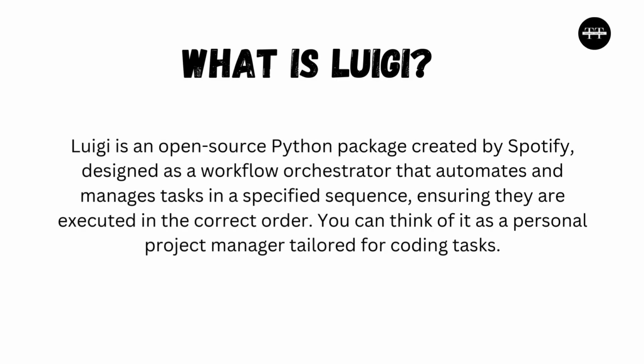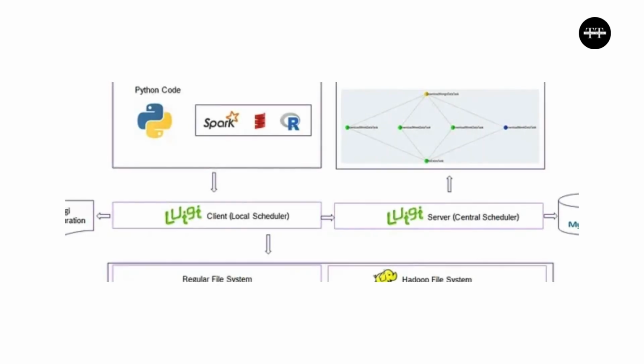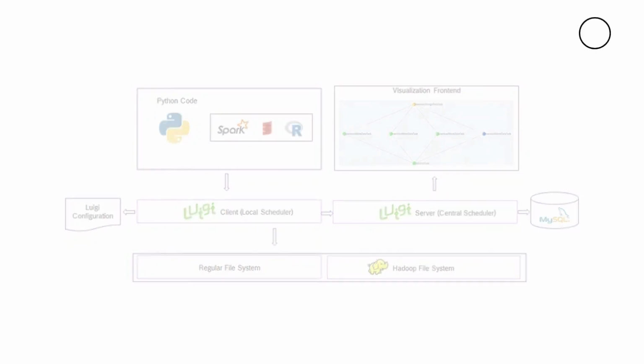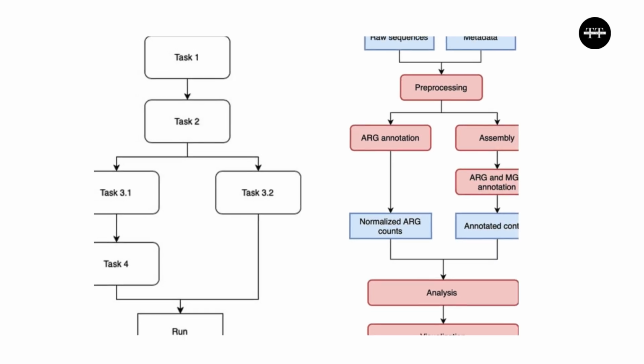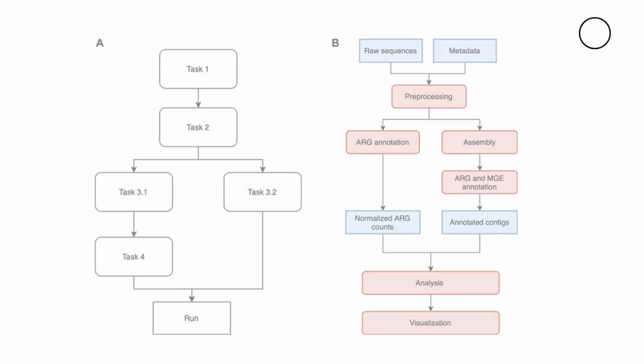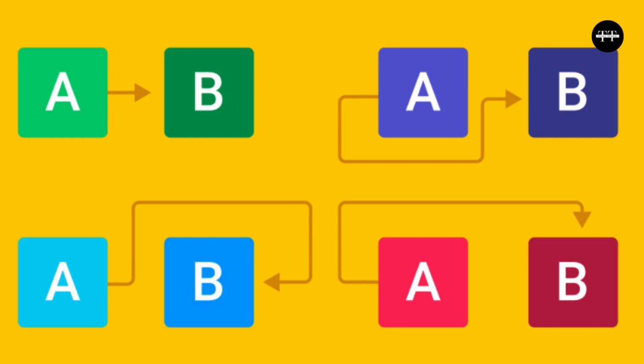Are you tired of manually managing complex workflows? Whether you're into data pipelines, machine learning, or ETL processes, meet Luigi, the Python package that simplifies your life by automating and organizing your tasks. Luigi is an open-source Python package developed by Spotify. It's a workflow orchestrator that automates and manages tasks in a sequence, ensuring they run in the correct order. Think of it as your personal project manager for coding tasks.